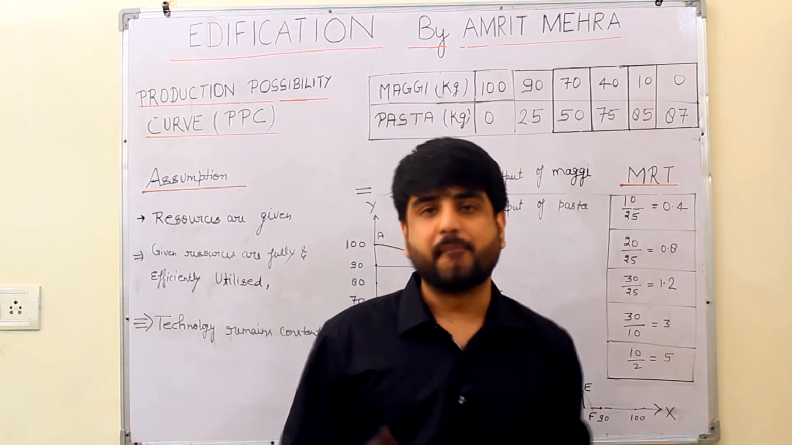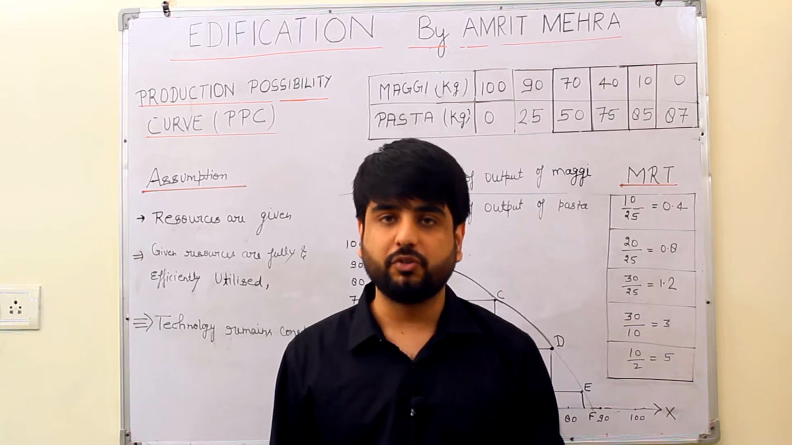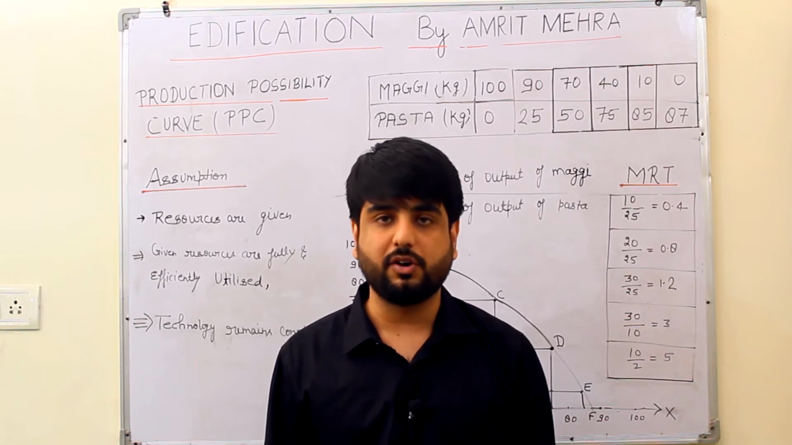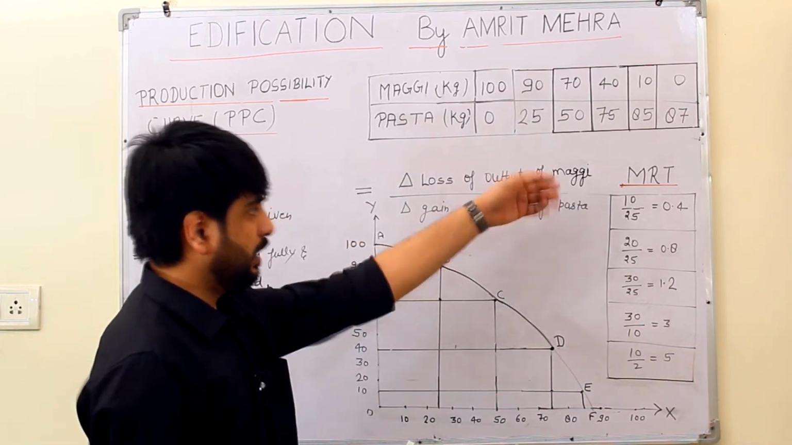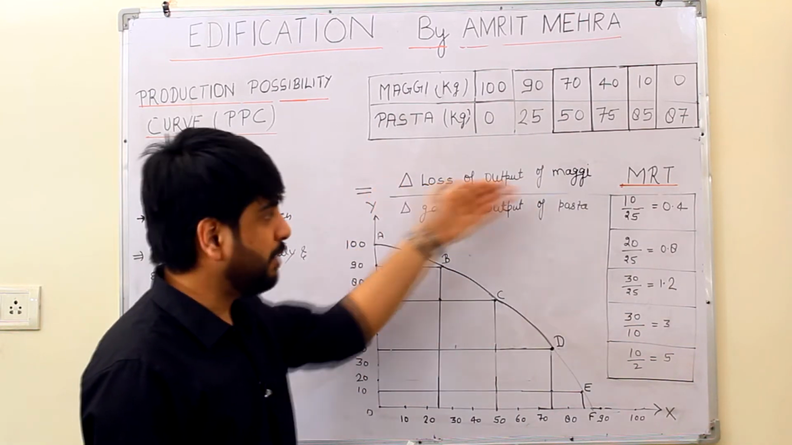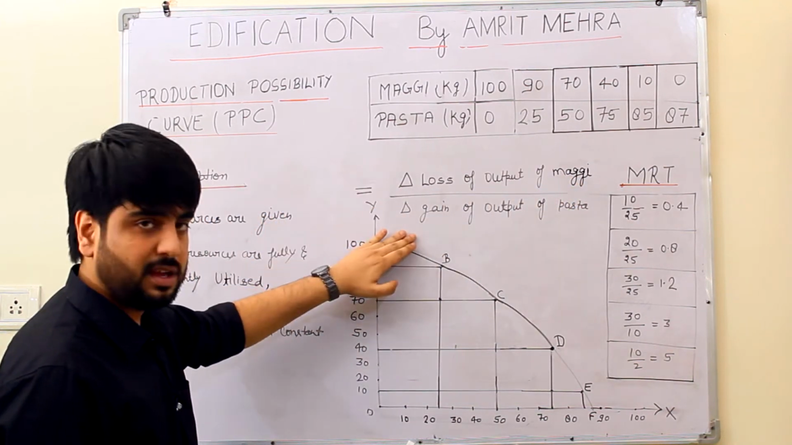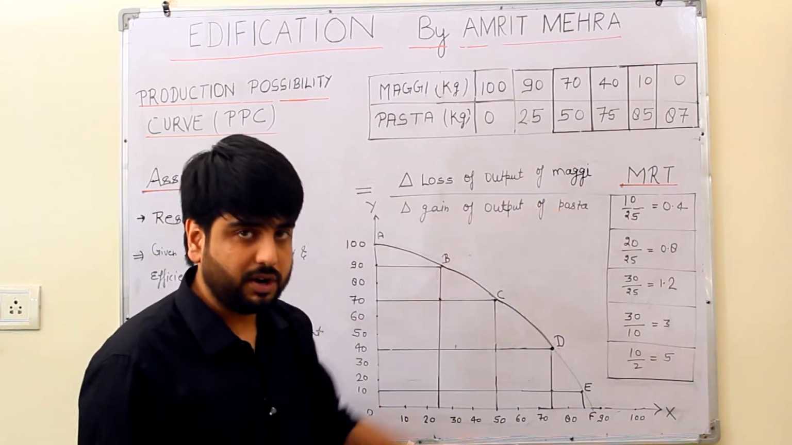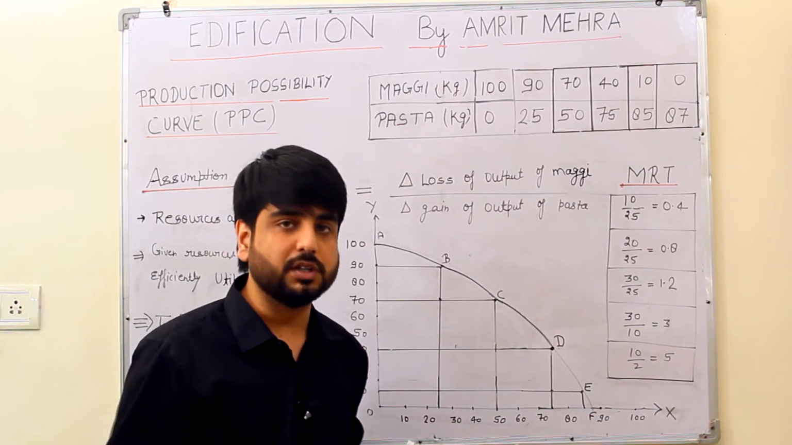MRT is marginal rate of transformation, also being mentioned as MOC, that is marginal opportunity cost. It talks about the loss of output of one product, of one commodity, for gaining output of another commodity. You can also state it as a formula, or you can mention it in words to form the definition.